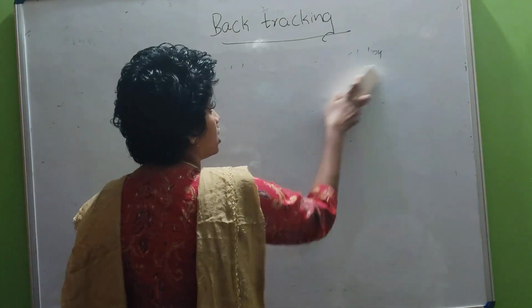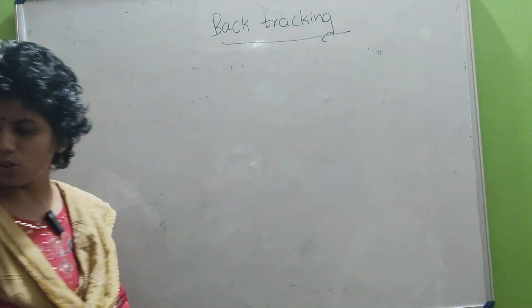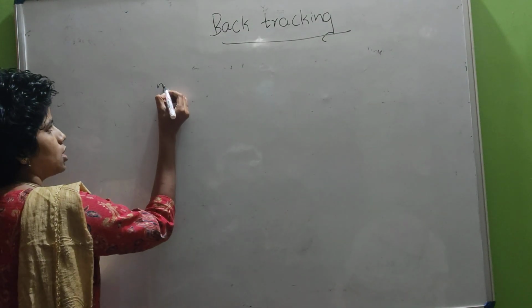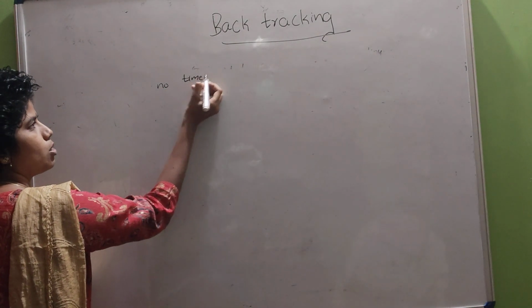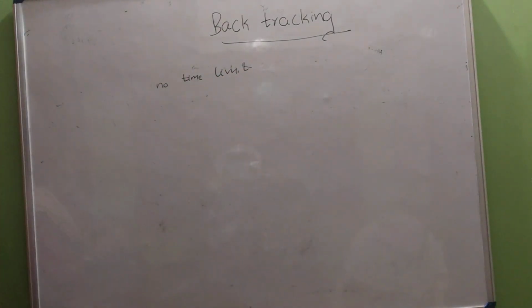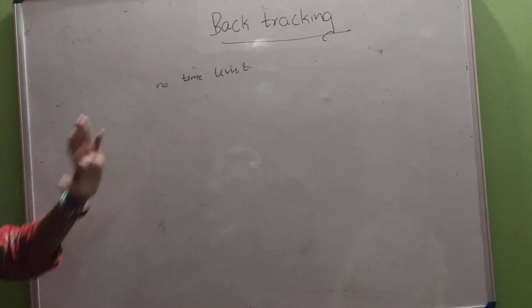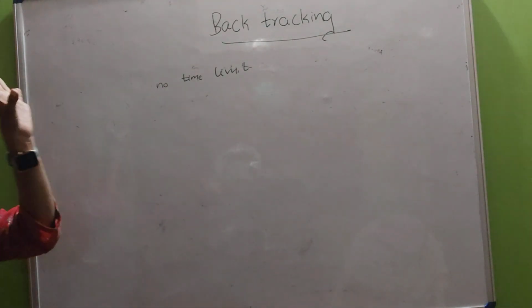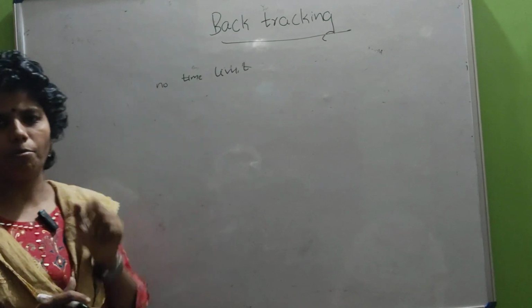That is backtracking. And it will work out only when there is no time limit for the problem. If there is a time limit, like in job scheduling and all, where we are given some sequence and some deadlines, in that case we can't use backtracking. When there is no time limit for the given problem, only then can you go for backtracking.